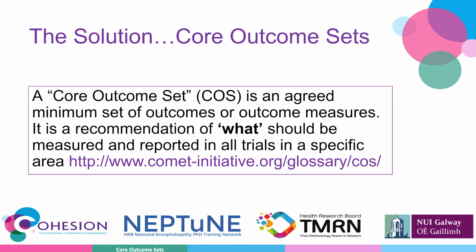So a solution for this is to develop core outcome sets. I'm sure many of you have heard of the term core outcome sets, but for those of you who haven't, core outcome sets are an agreed set of standardised outcomes which should be measured and reported as a minimum in all clinical trials in a specific area of healthcare or health. They allow for consistency across trials, they allow for trials to contribute to systematic reviews, ensure that important outcomes are measured, and ensure that there is a reduced risk of selective reporting of outcomes.